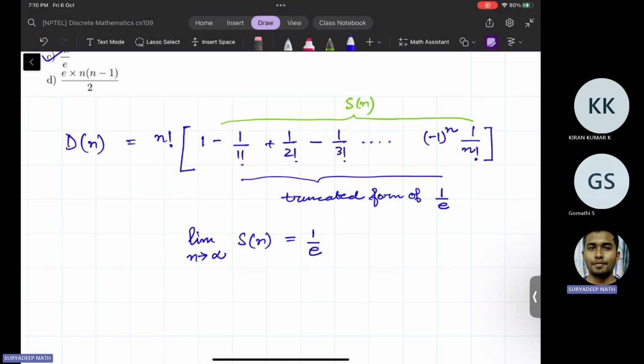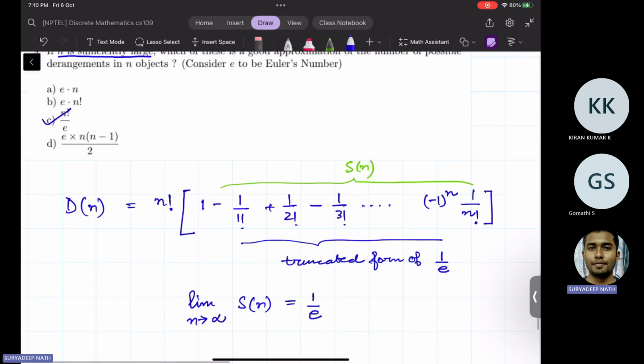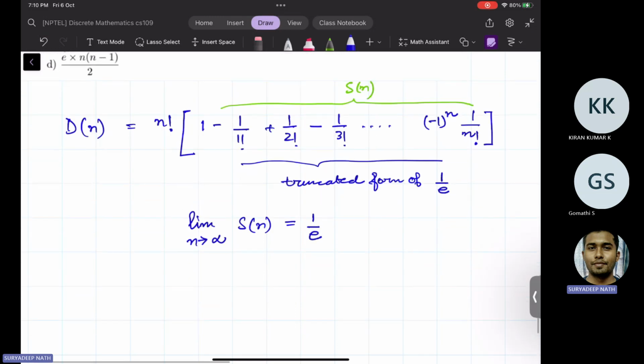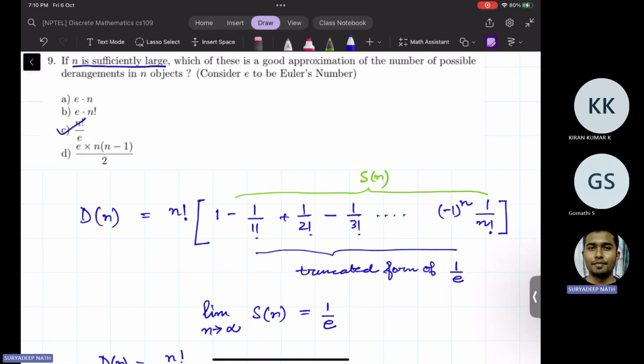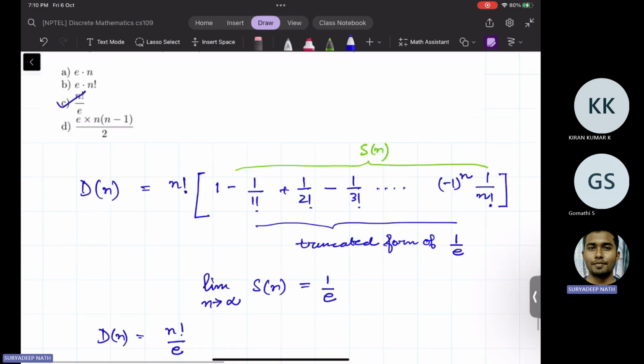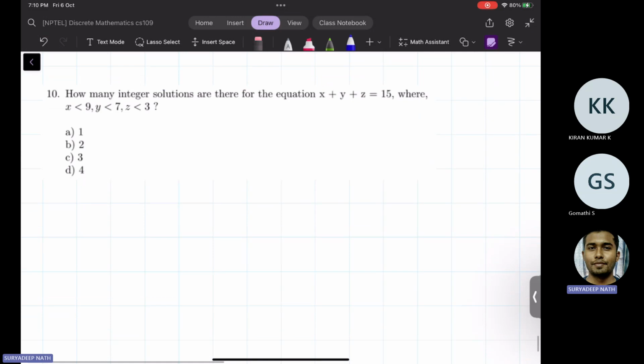And here they are asking if n is sufficiently large. So that is what they're telling us: when n tends to infinity, S of n becomes 1 by e, and so the derangement number D n is n factorial by e. So I think it is pretty clear. I have already discussed this in a previous question. Let us move on to the final question.